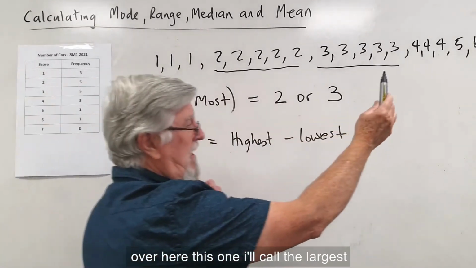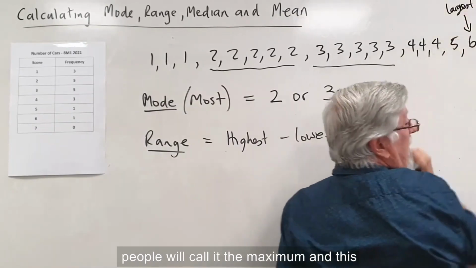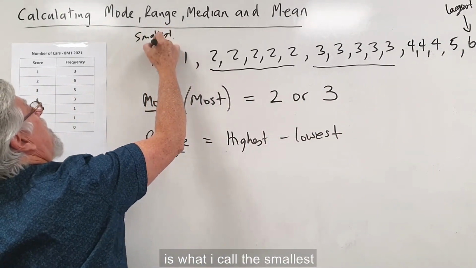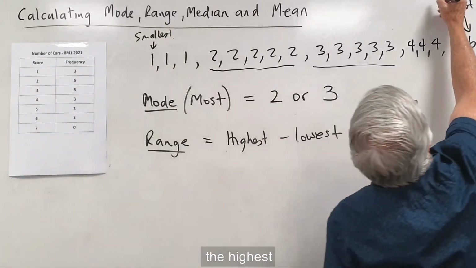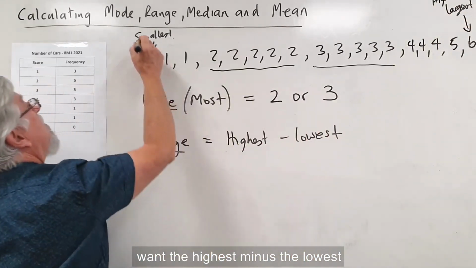So go back over to here. This is what I'll call the largest. People will call it the maximum. And this is what I call the smallest. So we go the largest, the smallest, or the highest. People can use whatever words they want. The highest minus the lowest.